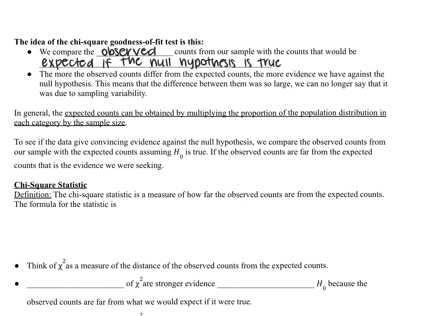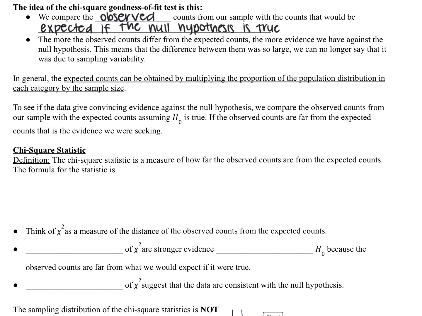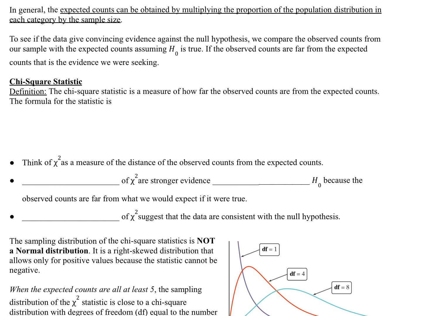To see if our data give convincing evidence against the null hypothesis, we compare our observed counts from our sample with the expected counts, assuming our null hypothesis is true. If the observed counts are far from the expected counts, that is the evidence we were seeking. When it comes to our chi-squared statistic, it is the measure of how far the observed counts are from the expected counts. Chi is a Greek letter. It is the fancy X you may see.